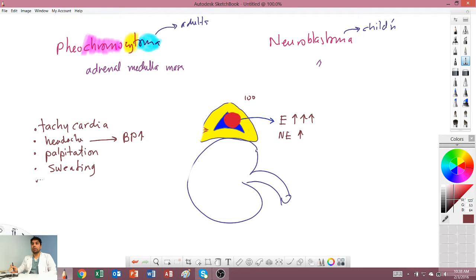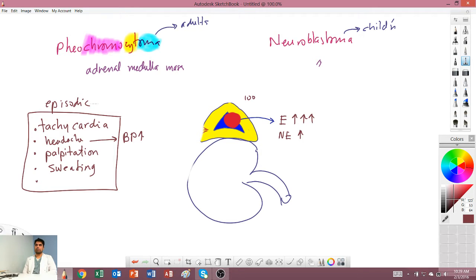Of course, wakefulness, focus, alertness, and maybe insomnia. But are all of these symptoms continuous? They come in pulses, and the term for that is paroxysmal. Coming and going. These are episodic. These are episodes. You don't always have these symptoms. Whenever you release a lot of these neurotransmitters, you will have the symptoms. And between episodes, normal.